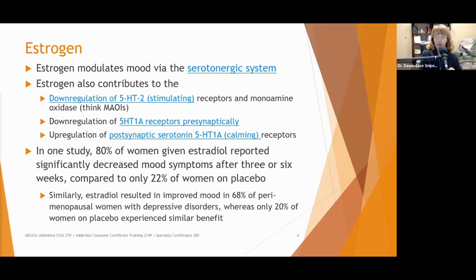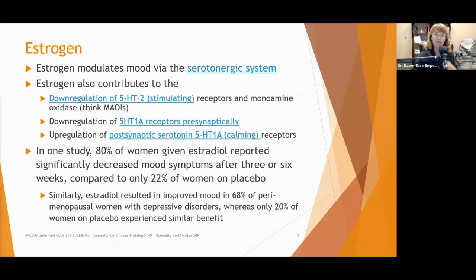Estradiol resulted in an improvement in 68% of perimenopausal women with depressive disorders, whereas only 20% of women on placebo experienced a similar benefit. We're seeing that 20-25% that are not responding, which means their symptoms are probably not caused by a hormone imbalance. But we are seeing a large portion of women, especially perimenopausal, when that estradiol level is starting to drop kind of like a rock and estrone is starting to become more dominant, and women are starting to experience mood symptoms.